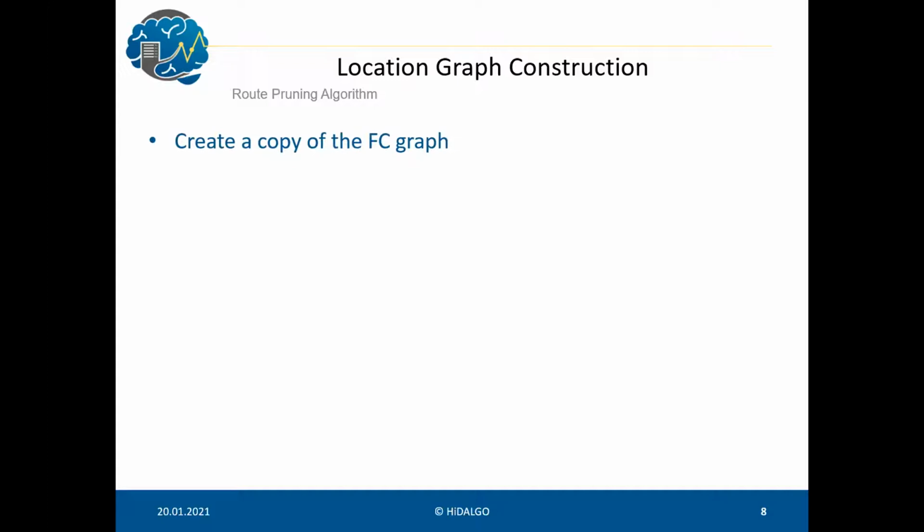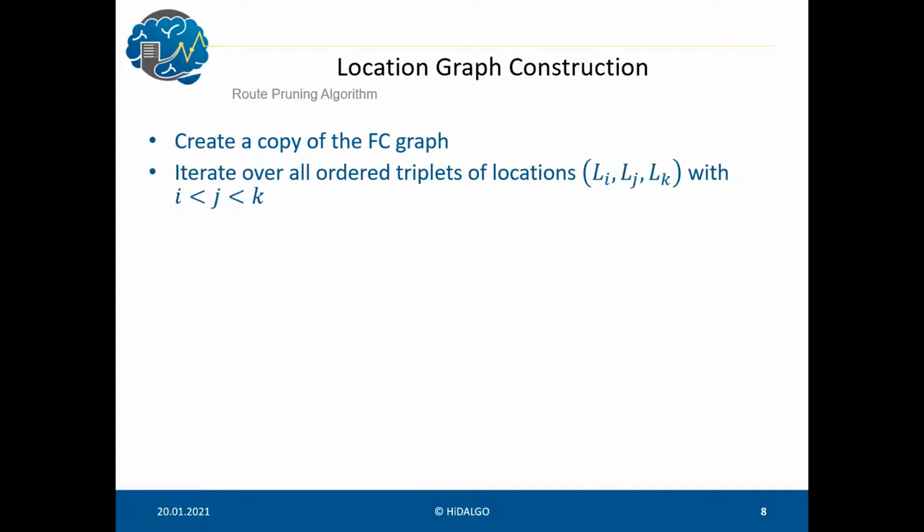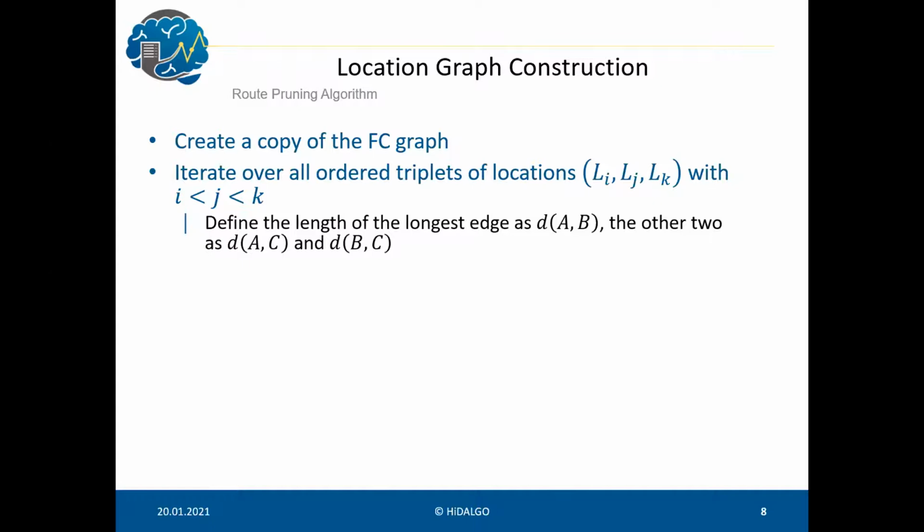The first step of the route pruning algorithm is the creation of a copy of the fully connected graph. I will come to this in a minute again. We are then iterating over all ordered triplets of locations. This means that we are basically just looking at a triangle of locations where in each corner of the triangle we have one location. We are then looking at each triangle individually and define the length of the longest side of the triangle as the distance between two locations A and B, and the other two sides of this triangle as the distance between A and C and the distance between B and C respectively.